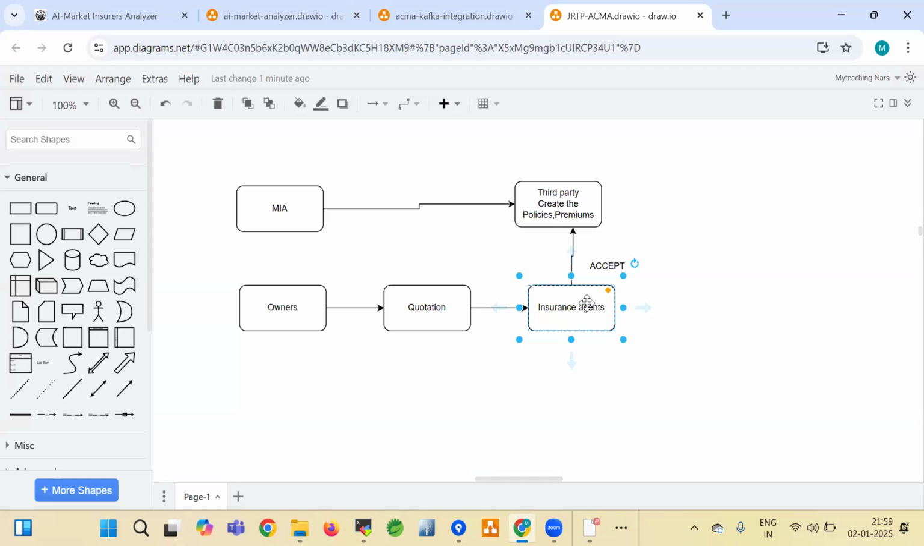So our MIA is making the three actors' life easy. One is the property owners. Second one is the insurance agents. And third one is the insurance companies. How beautiful, right? So that's what this MIA is all about. So that's what we're going to build.